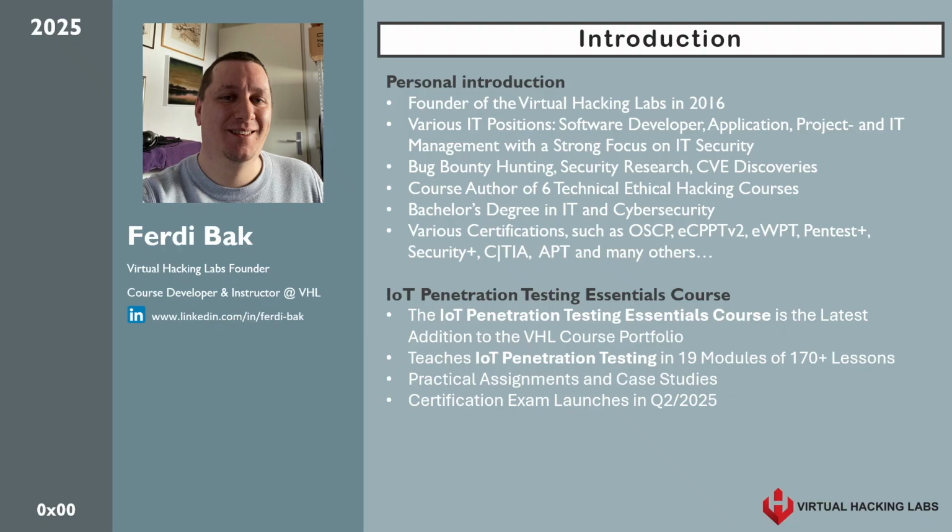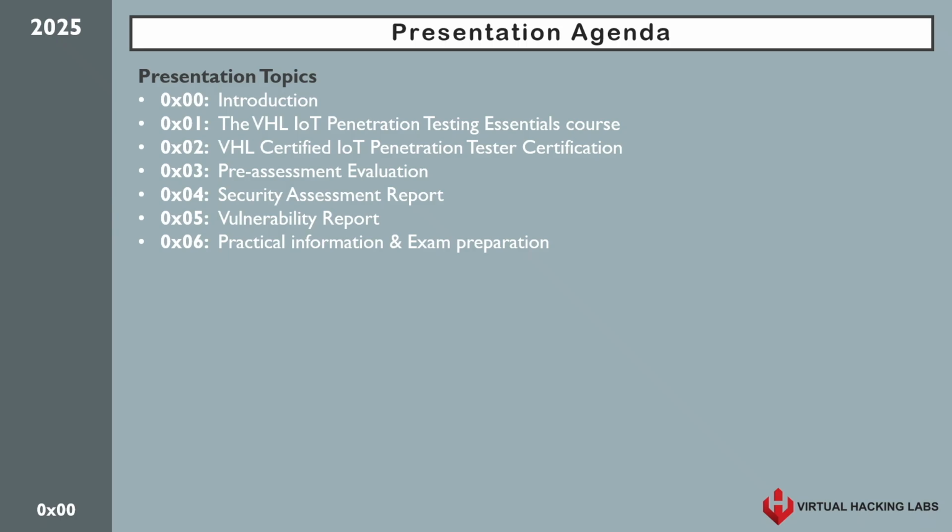Before we start with the presentation, let's have a brief look at the presentation agenda. In the upcoming 10 minutes, we will cover the following subjects after the introduction. We'll start with a brief look at the Virtual Hacking Labs IoT Penetration Testing Essentials course, followed by the exam structure. Then, we'll cover the documents that will be produced as a result of the exam, which are the pre-assessment evaluation, the security assessment report, and the vulnerability report. We'll conclude the presentation with some practical exam information.